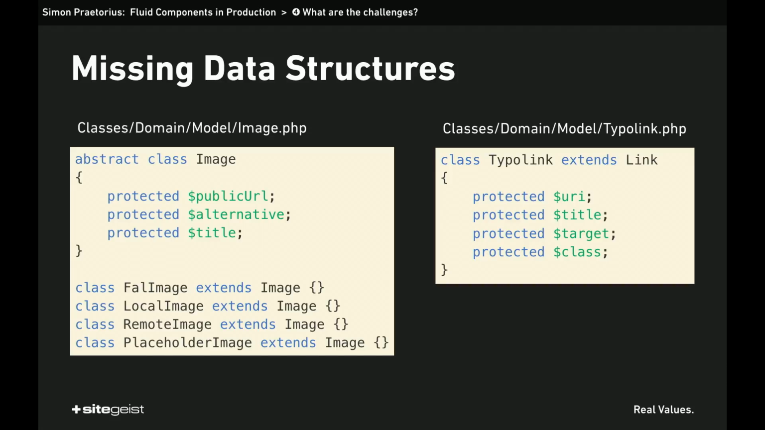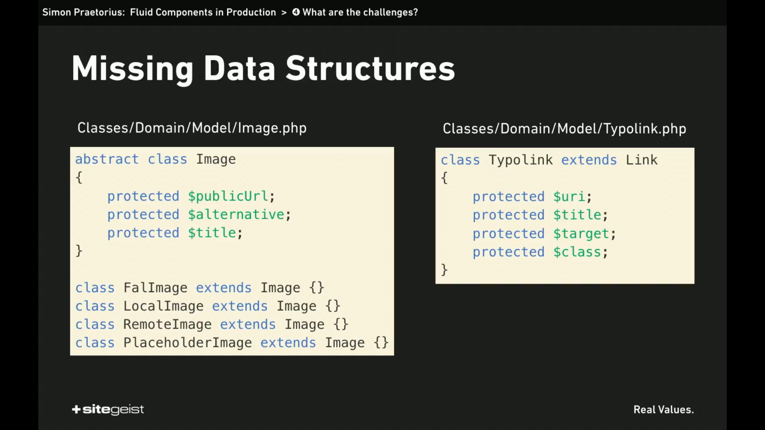And for links, we defined another data structure, which is of course typed Typolink. It extends Link, so Link is a basic variant of that which only has a URL, and Typolink has these other 3 parameters I talked about. So there's a URL and a title, a target, and a class name, a CSS class name.